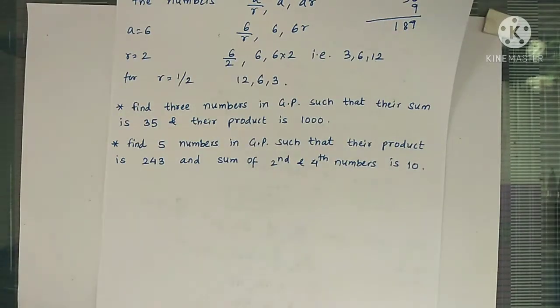This is your today's assignment. Find 3 numbers in GP such that their sum is 35 and product is 1000. Now here the product is given, so the question is not that difficult. And second, find 5 numbers in GP, where the product is given and the sum of second and fourth is given. So now you know how to take the numbers. The 5 numbers are a by r square, a by r, a, a r, a r square. First use that their product is 243 and find the value of a. Then write the second equation, the sum of the second and fourth numbers, put the value of a there, and you can solve for r. And then find the numbers.